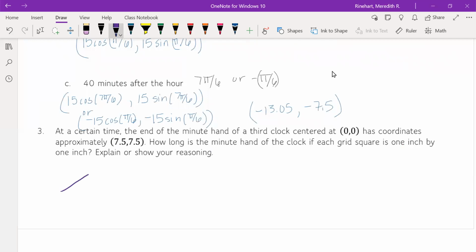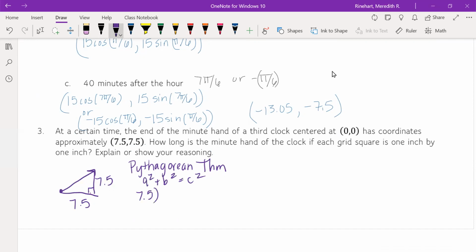There's two ways to think about this problem. The first way is if you think about the minute hand, we know it's in the positive area, so there it is. There's my center, 0, 0. We know we have a horizontal coordinate, so we go over 7.5 and we go up 7.5. So we could use the Pythagorean theorem, because this is a right triangle, to find our hypotenuse. Pythagorean theorem says a squared plus b squared equals c squared. So 7.5 squared plus 7.5 squared equals our hypotenuse squared, or c squared.